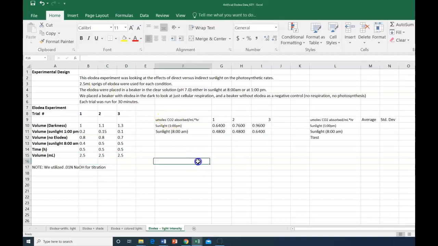Okay, so in your lab manual, it says that in order to figure out the micromoles of CO2 per mil per hour, you need to take VD, which is the volume of the plant in the dark, minus VL, which is the plant in the light. So here's our VD, this would be technically our VL1, and then this would be our other VL. We could call this VL2 if you wanted. Maybe I'll just write that in.